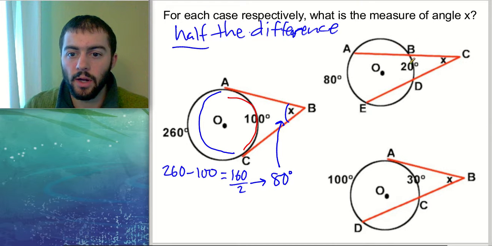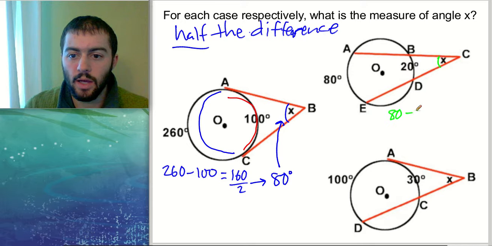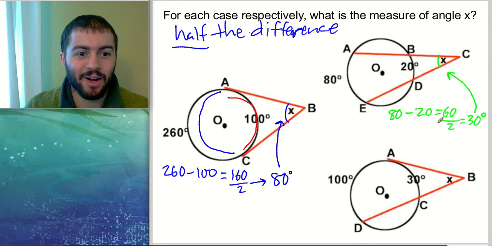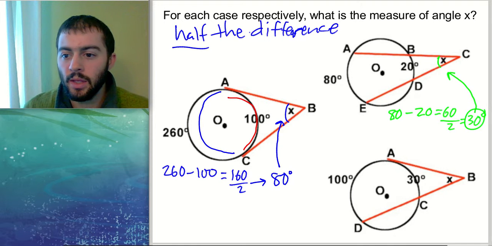We can come up here and try the next example. Again, we're going to take half the difference of the intercepted arcs. So we have angle X here. We have our intercepted arcs of 80 and 20. So we're going to take the difference of those, which would be 60. We have to take half of that, divided by 2, would give us 30 degrees. Ignore my shorthand here. You can kind of see as I'm doing it, this isn't a valid equation, but just kind of follow from left to right here. So we get 30 degrees for angle X in this case.